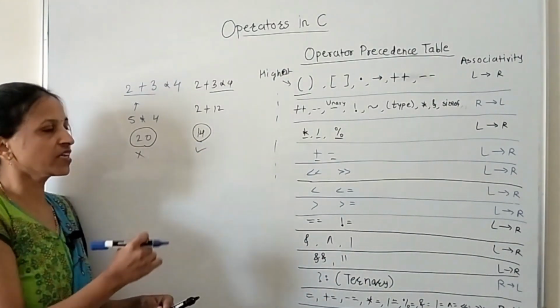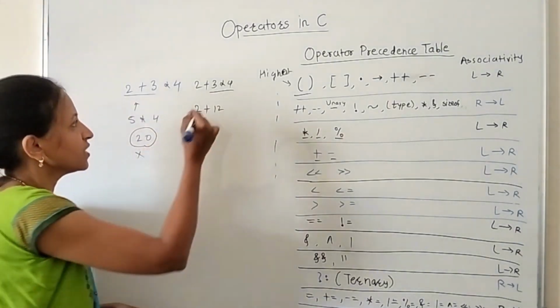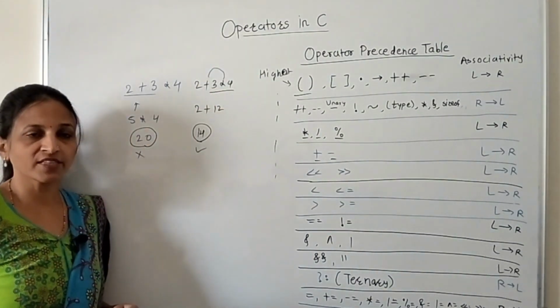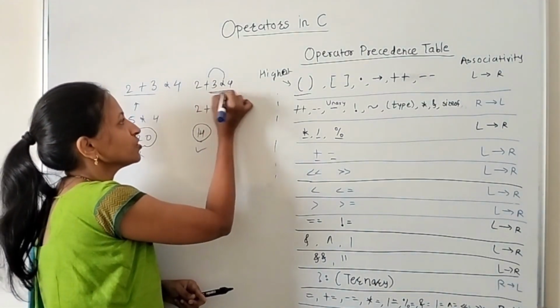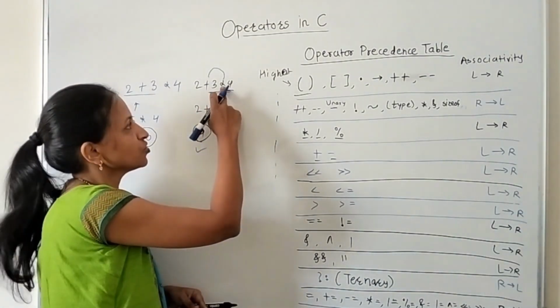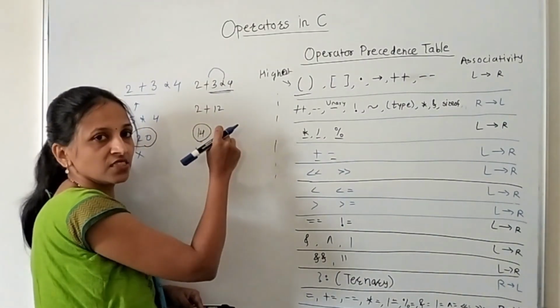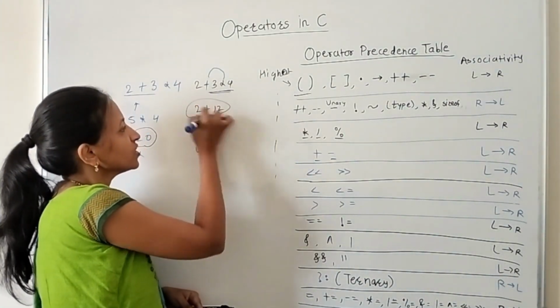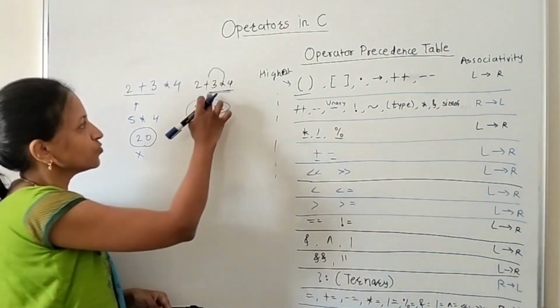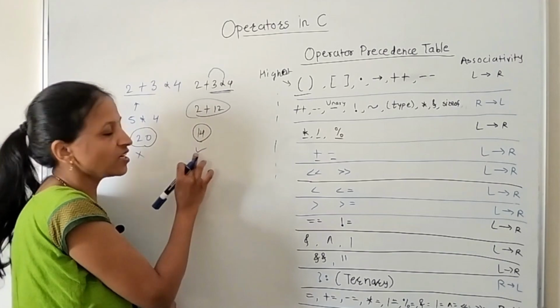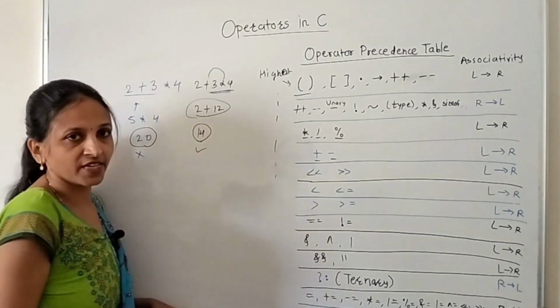Why is this one correct? Because we know that the multiplication symbol has higher priority than the plus symbol. That's why this operator should get evaluated first, and only then the plus action will take place. In this way it should get resolved. First 4 into 3, that is 12, and then add 2 to it, then we will get 14. This is the perfect answer.